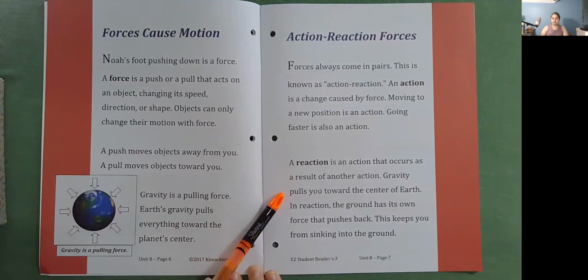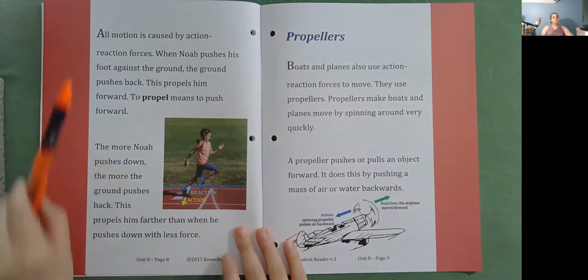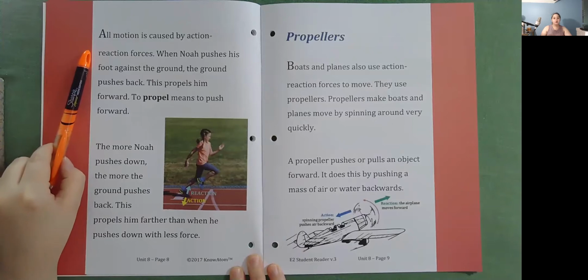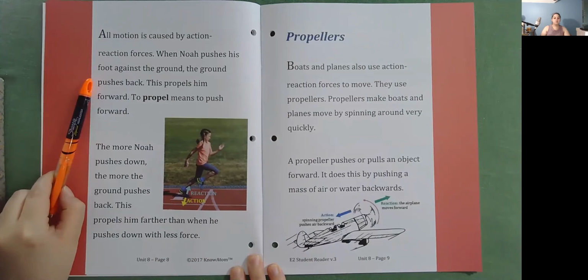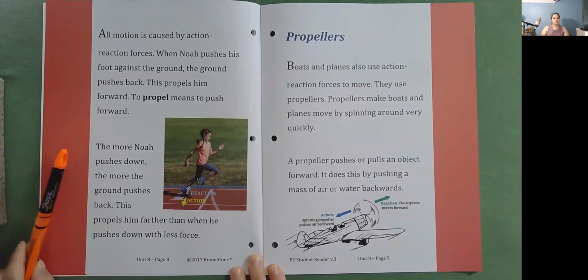Gravity pulls you toward the center of Earth. In reaction, the ground has its own force that pushes back. This keeps you from sinking into the ground. All motion is caused by action-reaction forces. When Noah pushes his foot against the ground, the ground pushes back. This propels him forward. To propel means to push forward. The more Noah pushes down, the more the ground pushes back. This propels him farther than when he pushes down with less force.